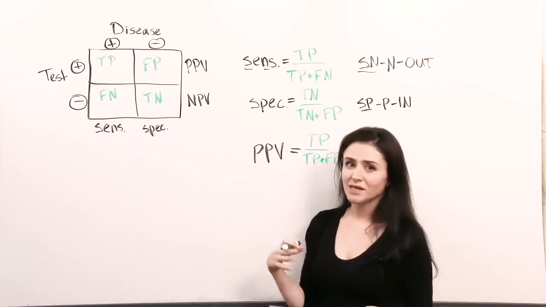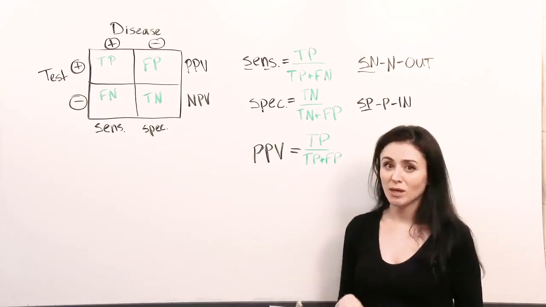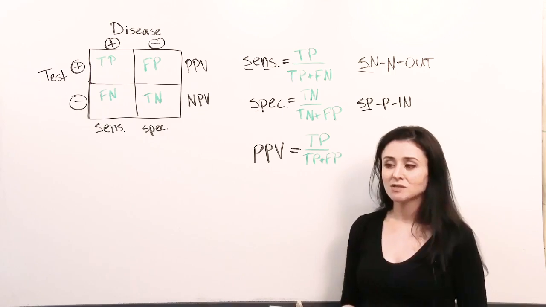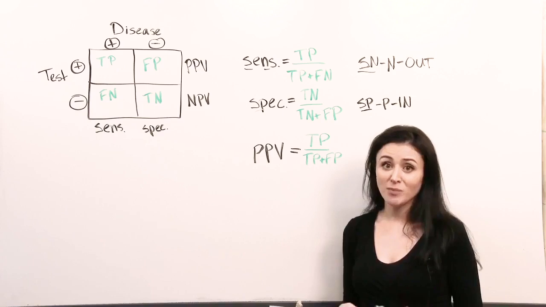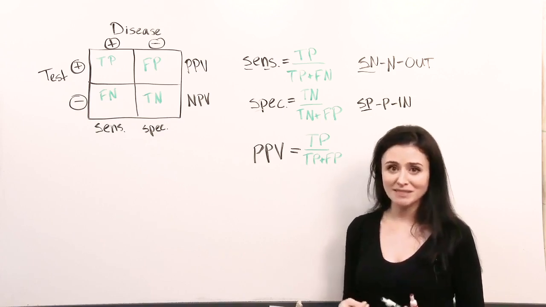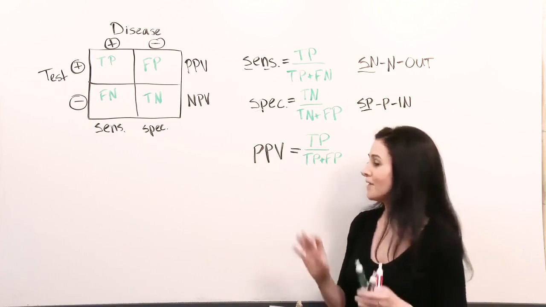So how I like to think of positive predictive value is it's what your patient is going to want to know if they get a positive test result. So if I'm your patient and I get a positive test result, if I show up in your office, I'm going to want to know, given my positive test result, how likely is it that I actually have the disease?